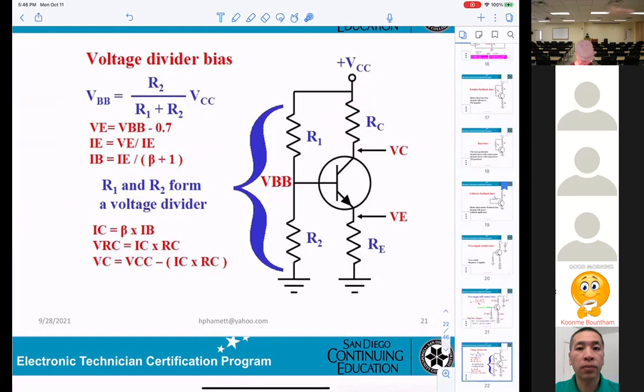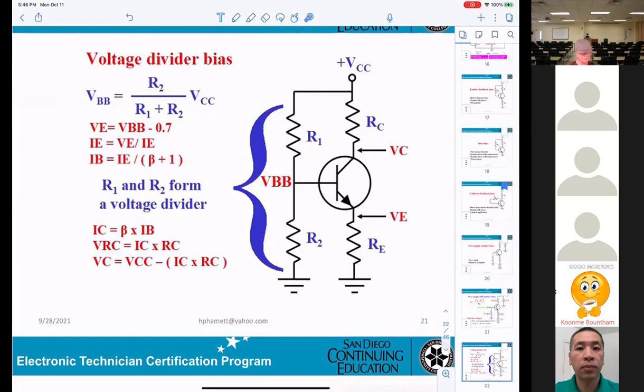Okay? Any question? Is there a ratio between R1 and R2? What do you say about R1, R2? Is there a ratio such as, say, R2 has got to be 10 times bigger than R1?